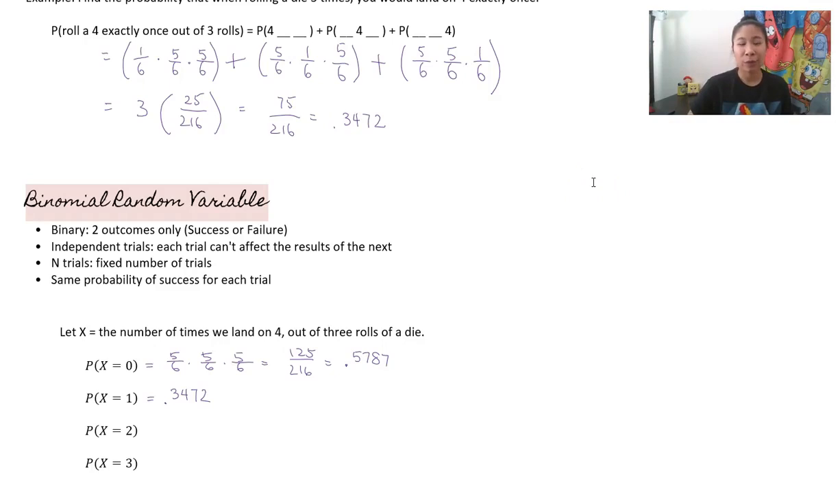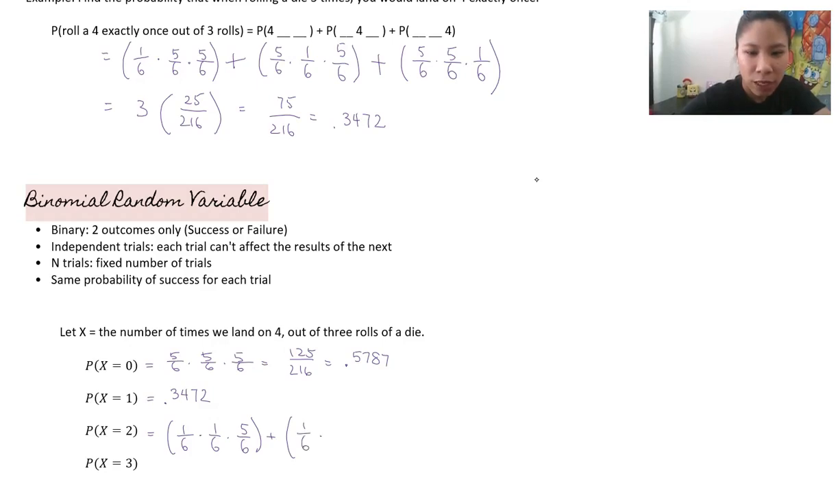Then that would mean we roll a 4 twice out of our 3 rolls. And again, I can do that in 3 different orders. So if I just list out all of my different ways to do this, I can get a 4 the first time, a 4 the second time, and then not a 4. Or I can do a 4 the first time, not a 4, and then a 4. Or I can do not a 4 first, and then a 4, and then a 4. I'm pretty sure that's all the different orders to do it.